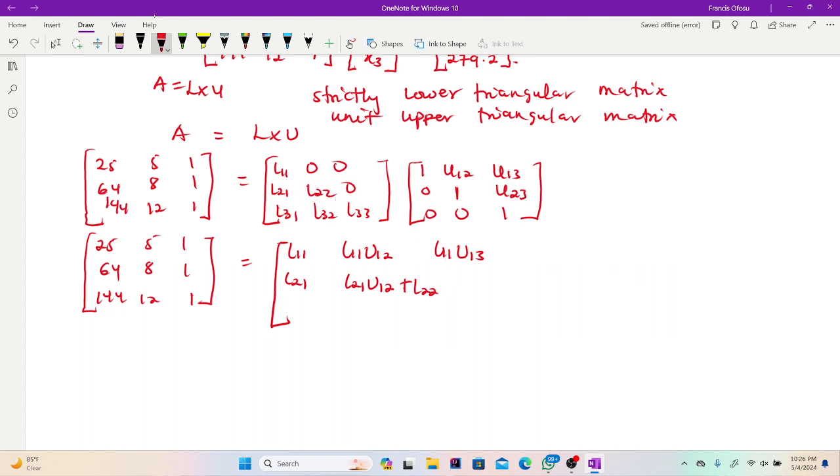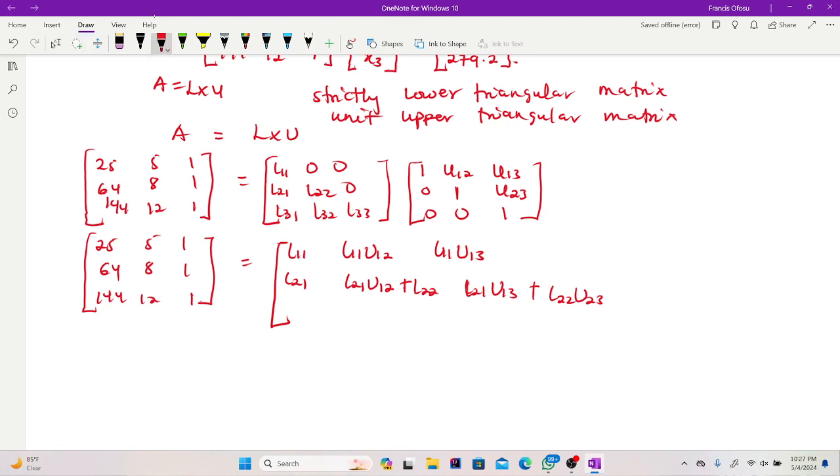Now I'll multiply this by the last column. For the last column, I'm going to get L21 U13. L21 U13 plus I'll multiply L22 by U23. L22 by U23. Then I think 0 times 1 is what? 0. Is that not it? Yes, 0 times 1 is 0.